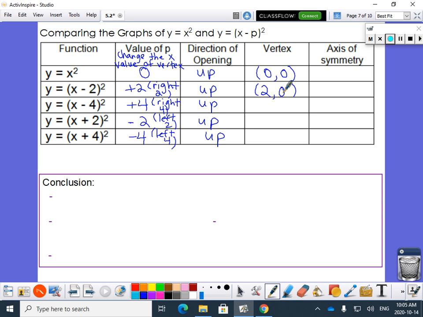So 2 and 0. What's this one going to be? 4 and 0. What's this one? Negative 2 and 0, and negative 4 and 0. Okay, axis of symmetry. Well, we know it's always the x value of the vertex. So we're so used to always writing x equals 0, but in these cases, is x equal to 0? No. So here, x is what? Yep. But here, x is 2, x is negative 2, x is negative 4.